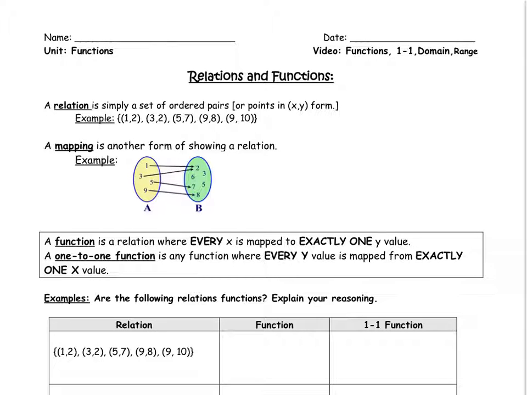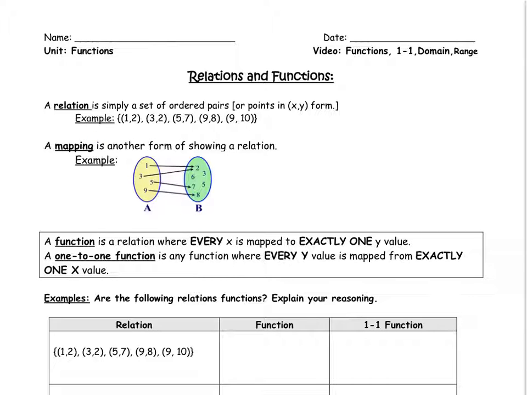Hi everyone, in today's lesson we're going to talk about relations and functions. A relation is simply a set of ordered pairs or points in XY form. So here's a bunch of points put together in a set. That's a relation. A mapping is another form of showing a relation.